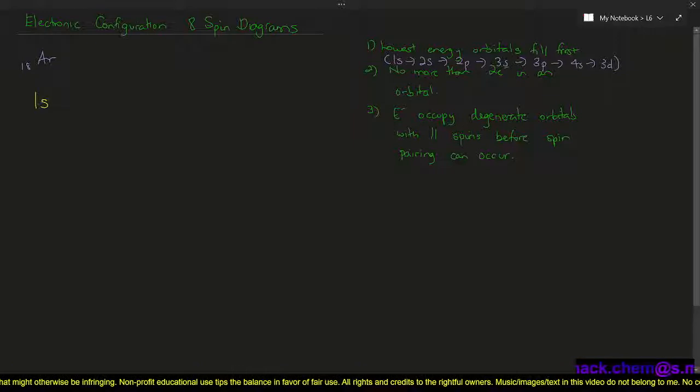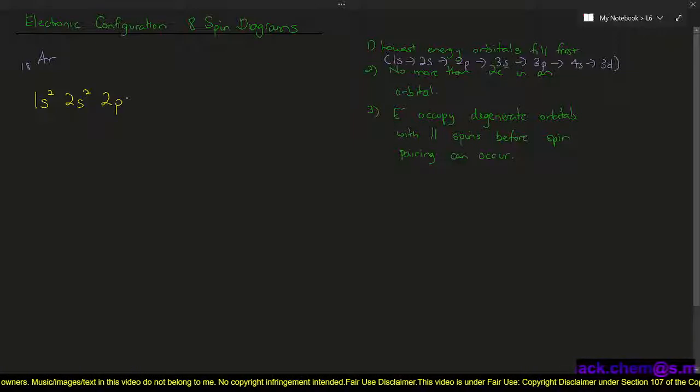So we have our 1s subshell. This will fill first, and one electron fills in and another will fill in. So it pairs up before electrons can fill into a higher energy level. So that's the 1s. Electrons will fill into the 2s subshell before filling into the 2p subshell. So far we have 4 electrons, we have 14 to go.